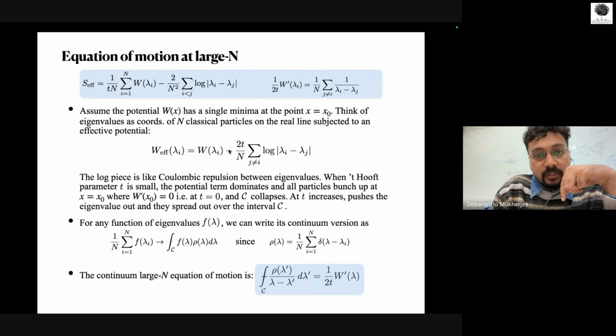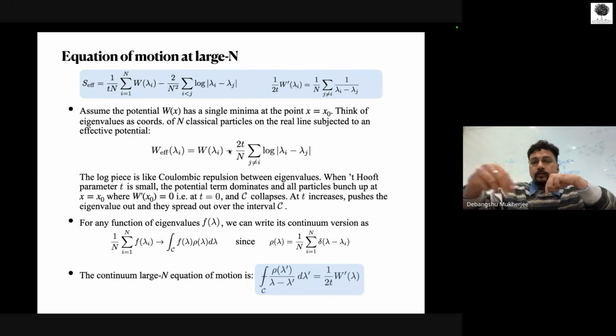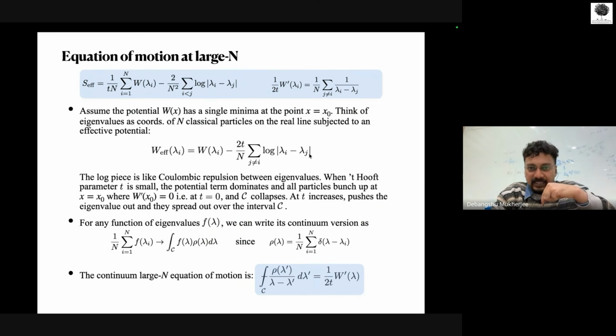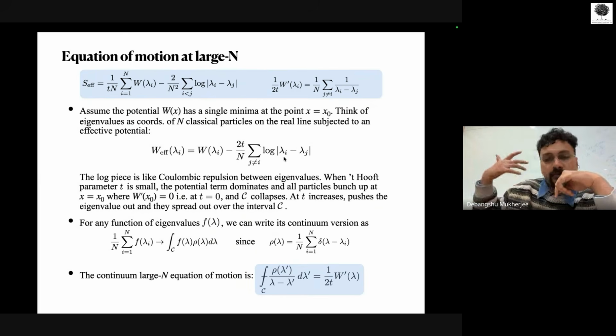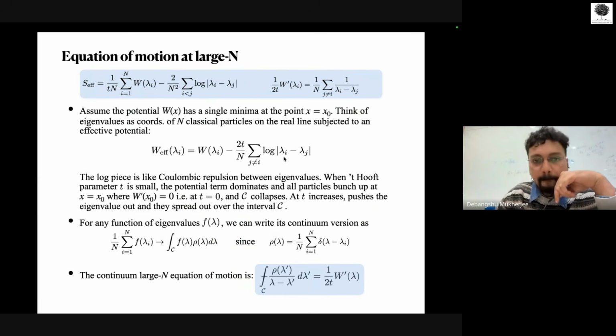And at t equal to 0, this entire interval over which these eigenvalues are distributed collapses. And as t increases, this Coulombic repulsion between these eigenvalues increases, and they try to push apart. And then they spread out over some finite range of interval C. So this is the kind of picture we will always have in mind when we set up problems like this.